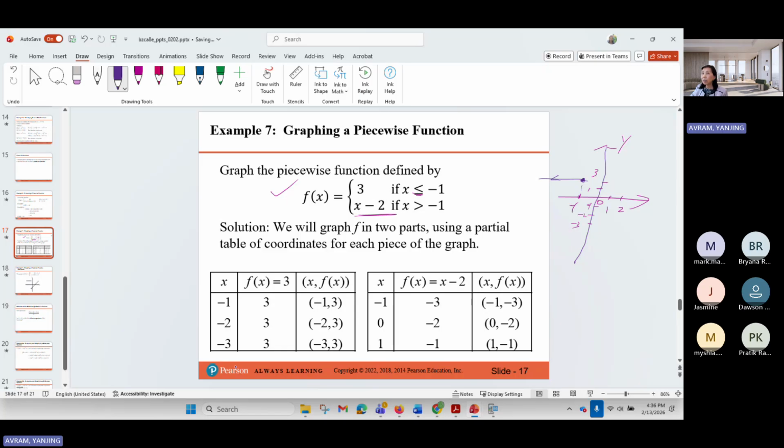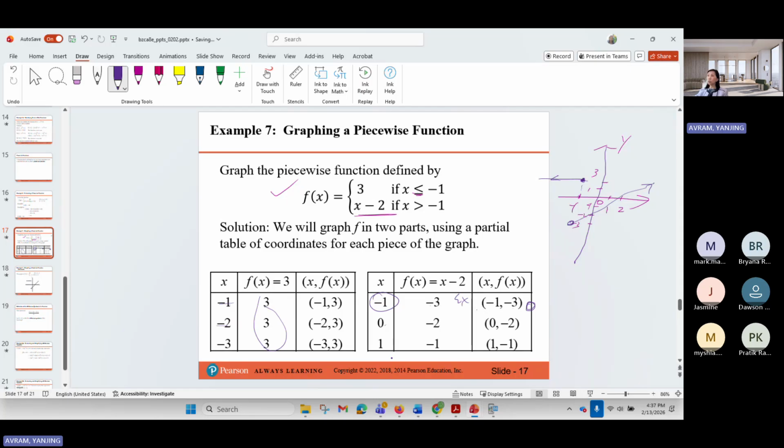Okay, and you can see when x is equal to -1, -2, or -3, y is a constant, right? And then the second one, x greater than -1, doesn't have an equal sign. So if you evaluate -1, replace x by -1 in here, you have a -3. This one you have to use a circle. Okay, you have to exclude this point. So -1 and -3 will be right here. You have to use a circle. And when x is 0, this will be -2, so it will be something like that.